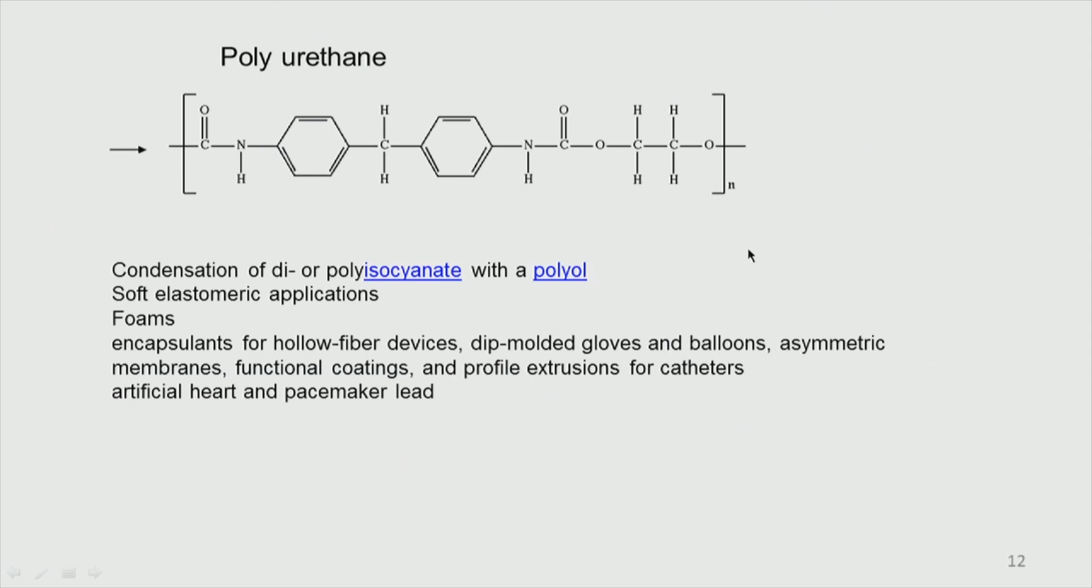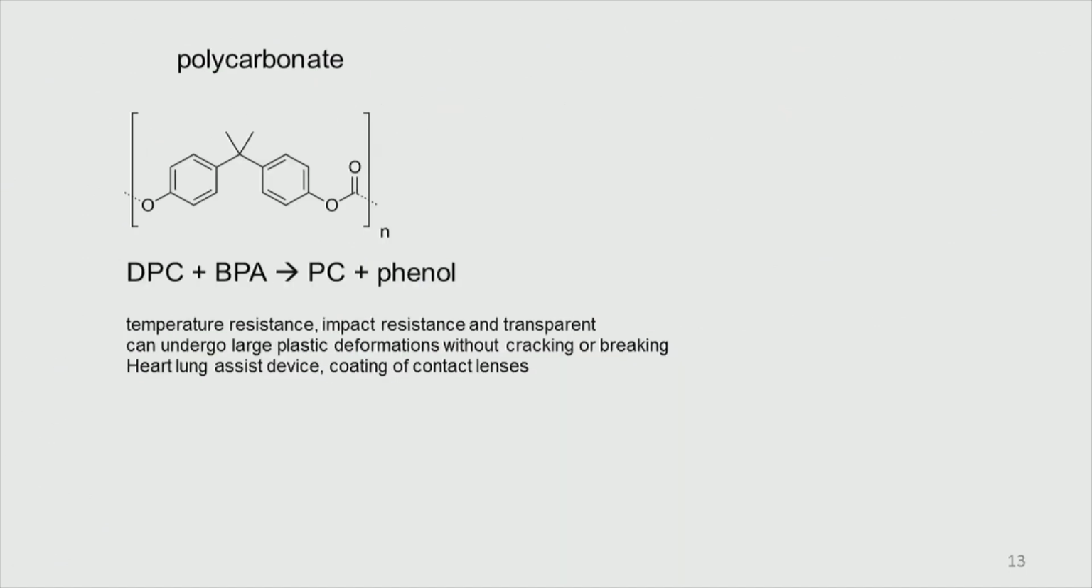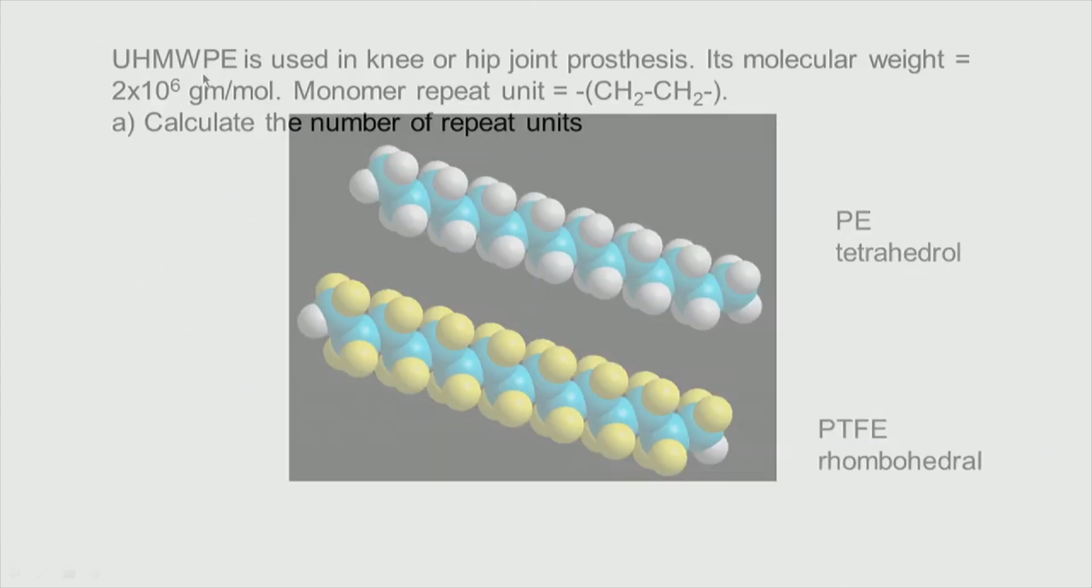applications used for foams, encapsulating hollow fiber devices, deep molded gloves, balloons, asymmetric membranes, functional coatings, extrusion for catheters, artificial heart, pacemaker lead, even urethral stents and so on. So, polyurethane is a very soft elastomer, whereas polycarbonate is a very hard engineering plastic. Okay. So, let us look at a problem.